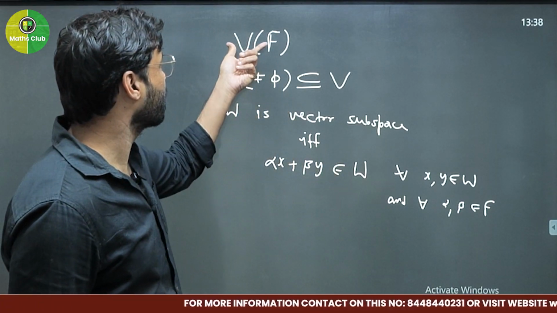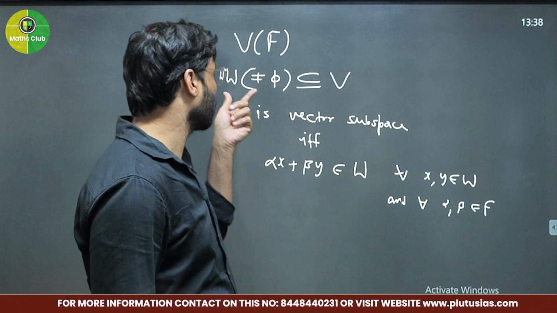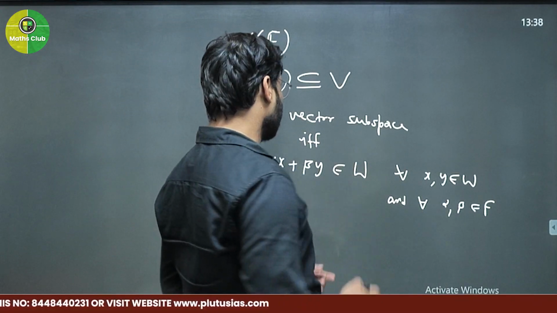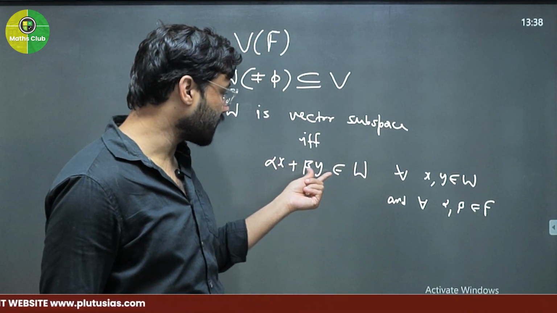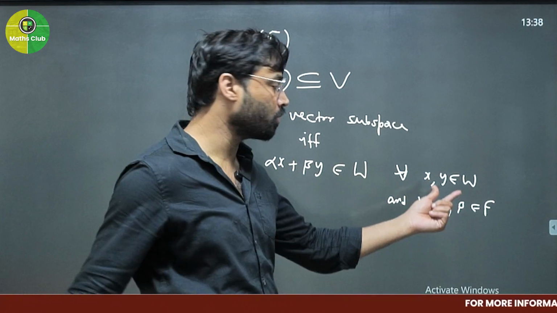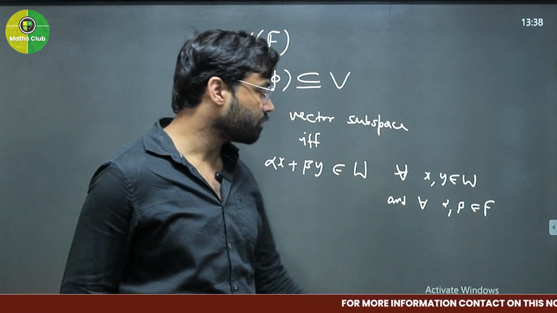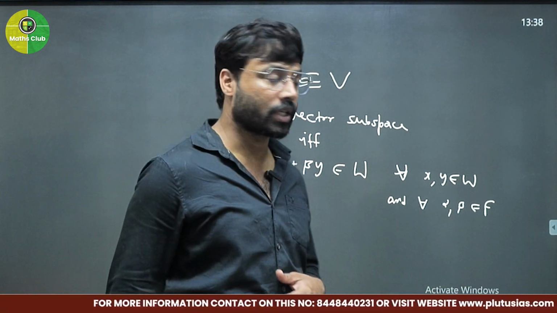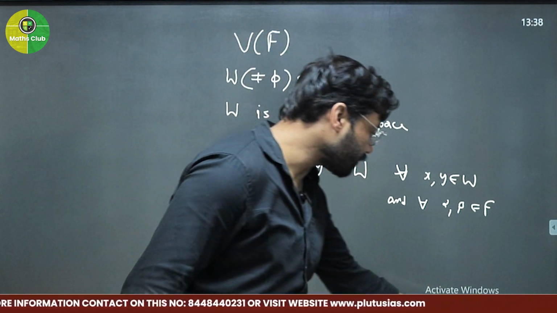So V is a vector space over the field F, any non-empty subset W is a vector subspace of V if and only if alpha x plus beta y belongs to W for all x, y belongs to W and for all alpha, beta belongs to F. If this condition holds, then we can say that W is a vector subspace. We will see some examples.